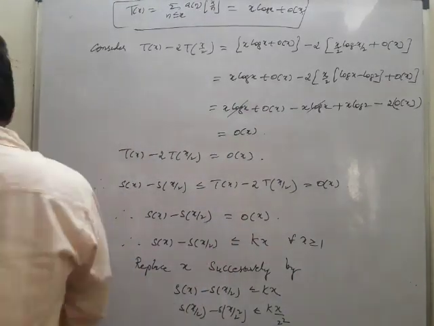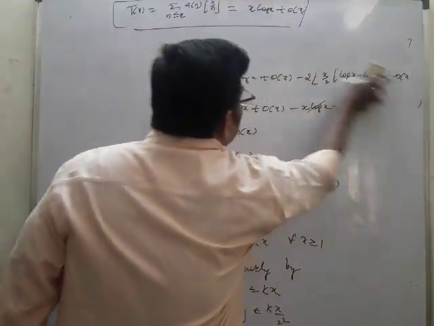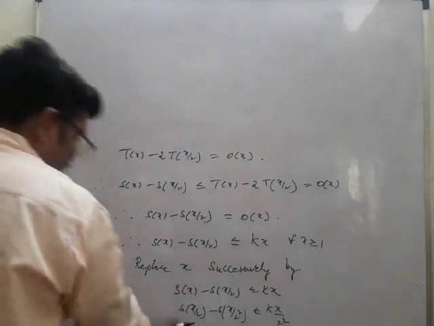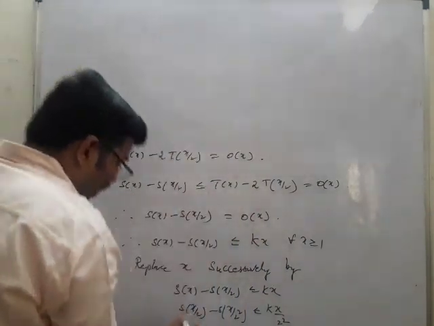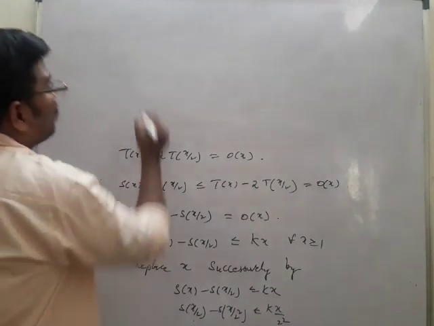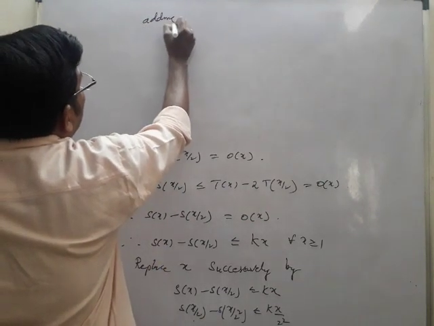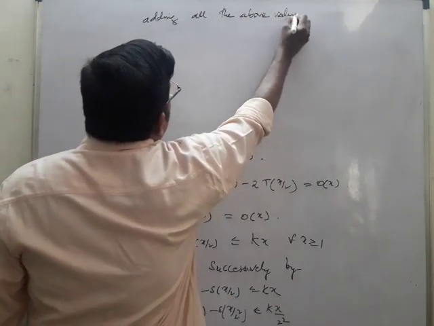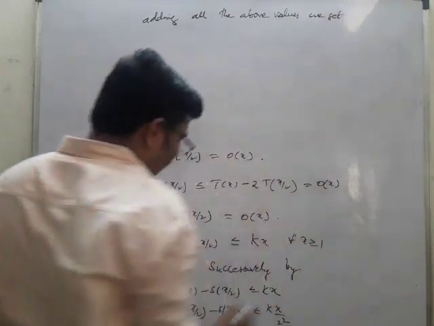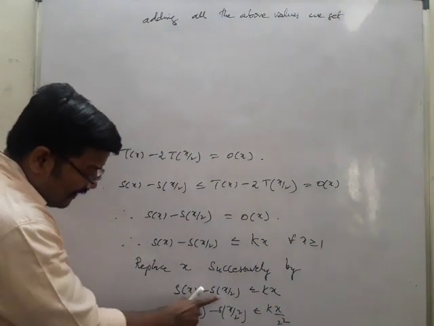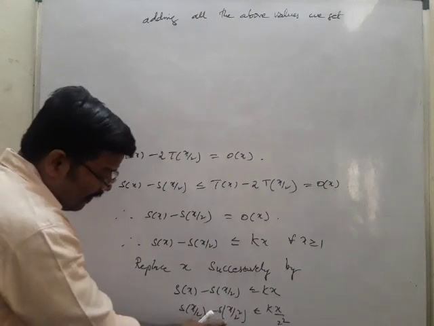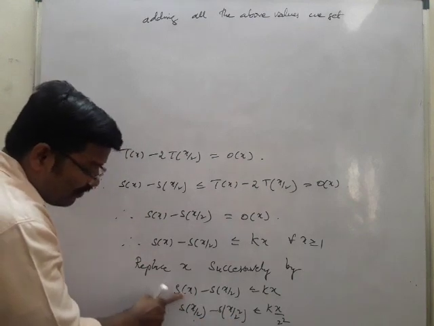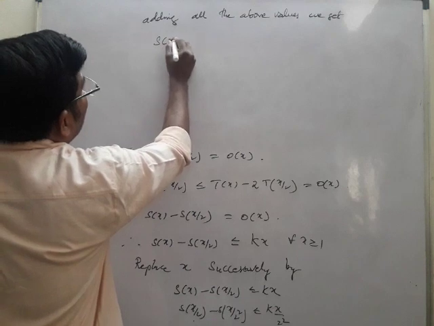Now substituting all these values, we will get it in the form like this, so that you will get an idea. So x by 2, and so on. If you add all the above values, you can understand s of x minus s of x by 2 plus s of x by 2 minus this one. These two will get cancelled, and this value will cancel the other one. So you will be getting only s of x here. Remaining all will get cancelled now.